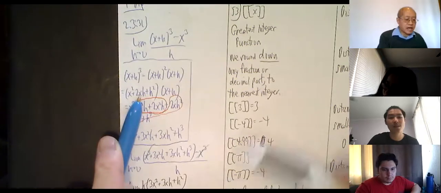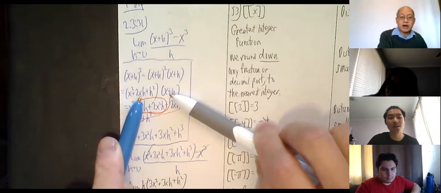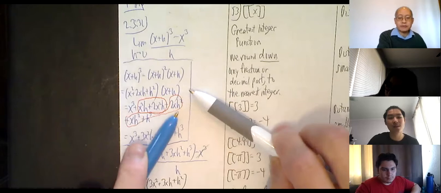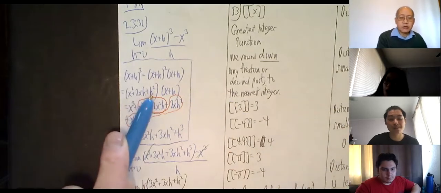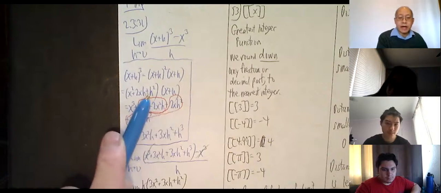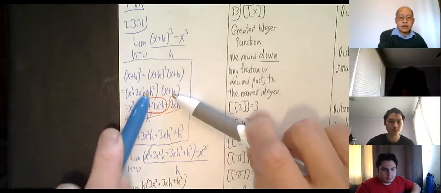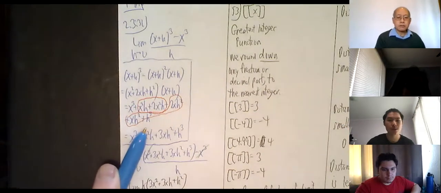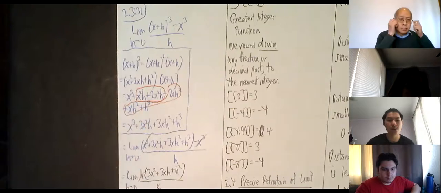Now it's 2xh times both of these. These two give me 2x squared h. That times that is 2xh squared. So I'm finished with that. Now it's h squared times both of them. h squared times x is xh squared, and h squared times h is h cubed. That's 1, 2, 3, 4, 5, 6 terms.